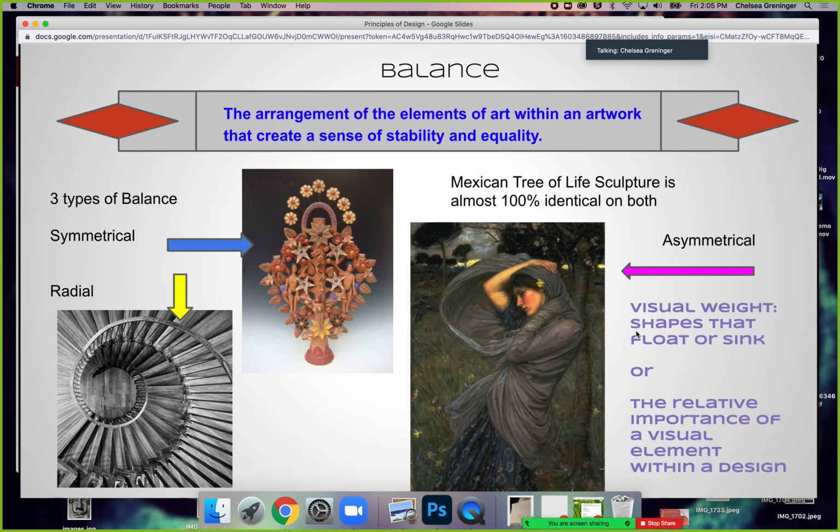This is probably the hardest one to figure out. It means that they're different on both sides, but it still feels balanced. In order to understand that, we have to pay attention to something called visual weight. So what does it mean to have visual weight? Really, what that means is our eye goes to it. We are attracted to it. We want to look at it first. It's heavy when we want to look at it first. So it has visual weight.